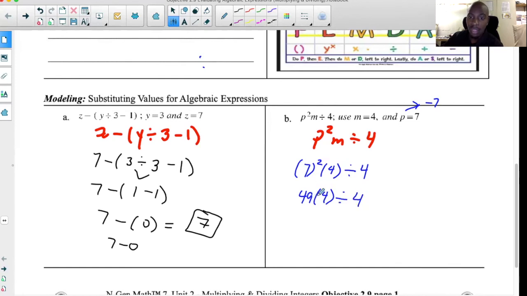Now I need to go left to right. Why? Because it's only multiplication and division, and whichever one comes first, left to right, is what we end up doing. So what I end up getting here is 49 times 4, which gives me 196. And then I'm going to divide 196 by 4, and what I end up getting is 49, I believe. That's my answer. That's really easy because I can notice that multiplying by 4 and dividing by 4 goes right back to 49.